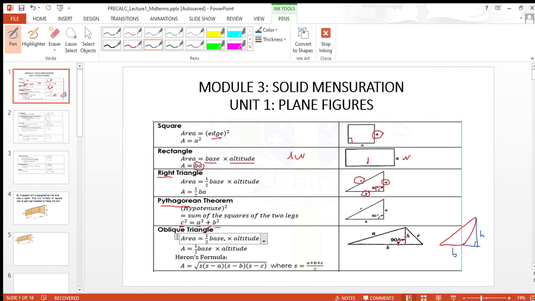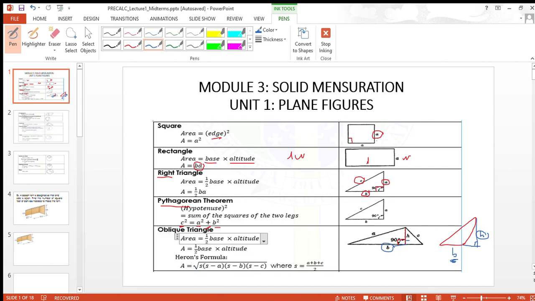So area, you're familiar with this. It's 1/2 base times height. For this first figure, this is your base, this is your height. And for this type of triangle, this is your base, and this is the height.